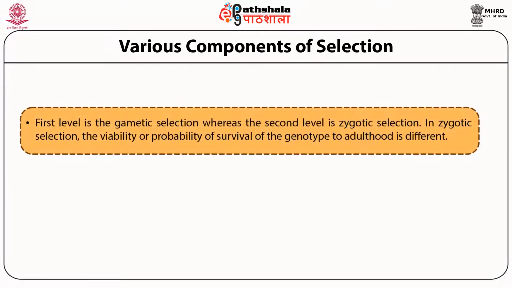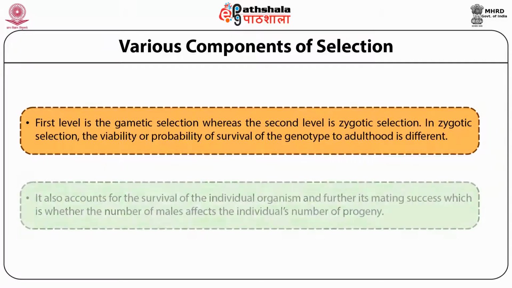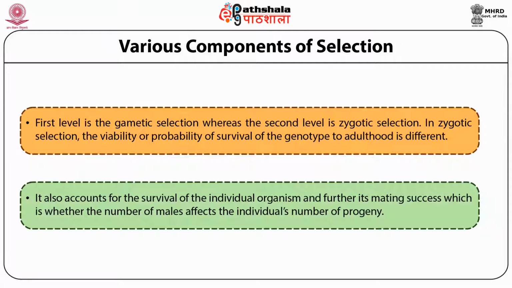At the first level, it is gamete selection, whereas at the second level, it is zygotic selection. In zygotic selection, the viability or probability of survival of the genotype to adulthood is different. It also accounts for the survival of the individual organism and further its mating success, which is whether the number of mates affects the individual's number of progeny.